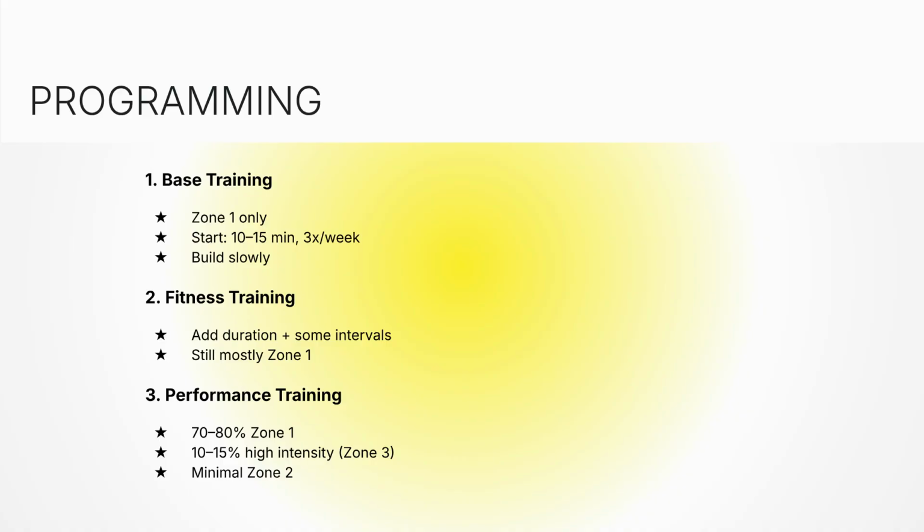This is still going to be mostly zone 1 training, but from there you're adding in longer workouts and potentially some increased intensity with some intervals. Lastly, clients will progress to the performance training zone if that's what they're looking for in their training plan, where you're still doing 70 to 80% of zone 1, but you're also adding in that higher intensity zone 3 training. Again, minimal time in zone 2 because this is really going to build the fatigue without seeing the optimal adaptations.